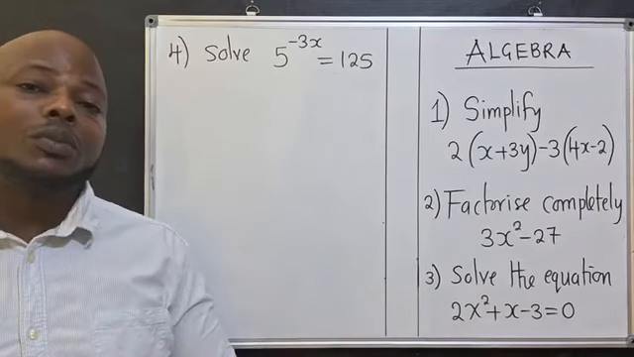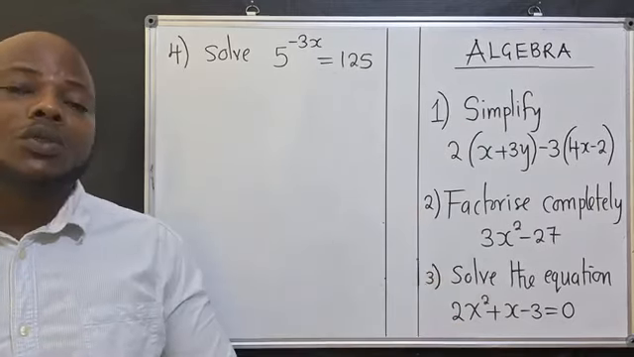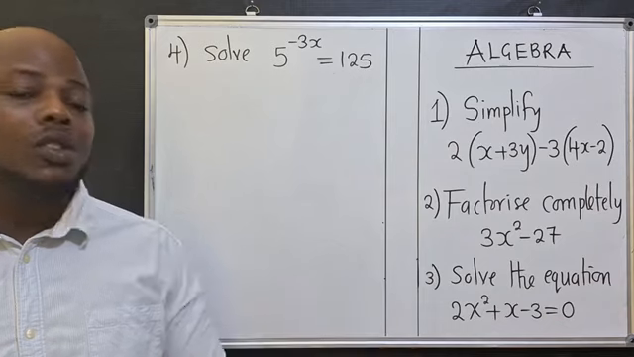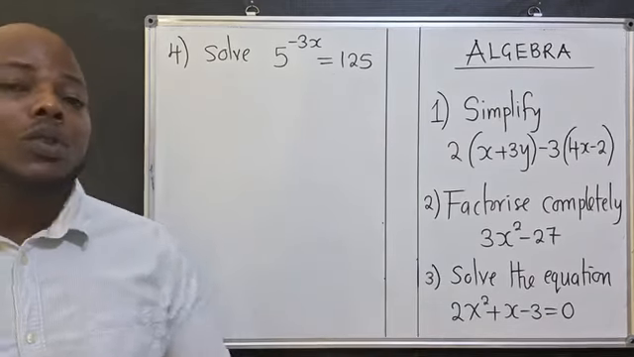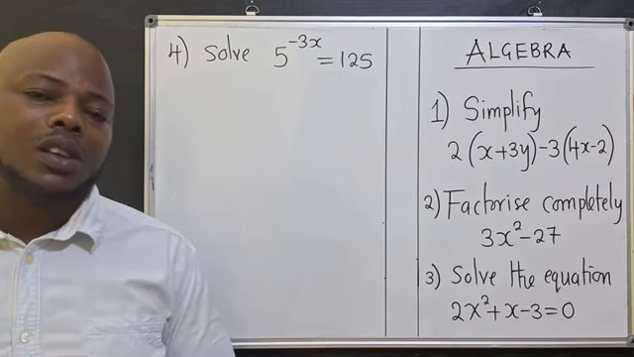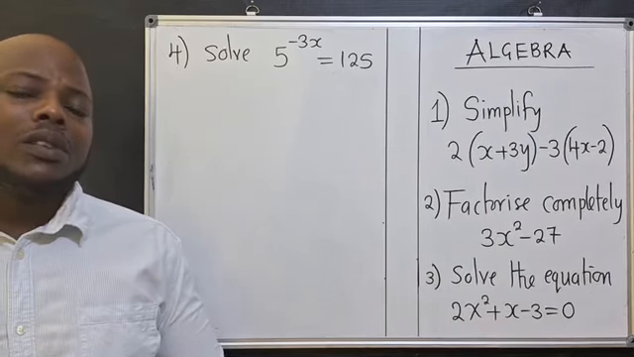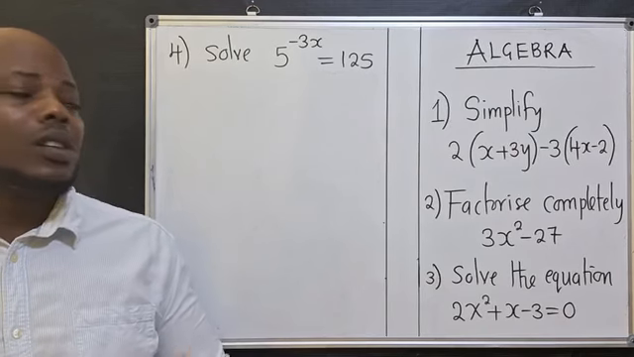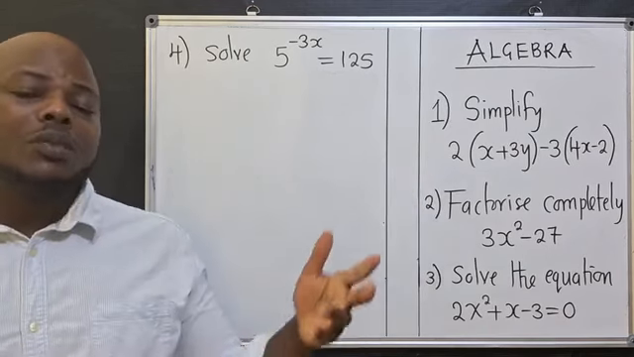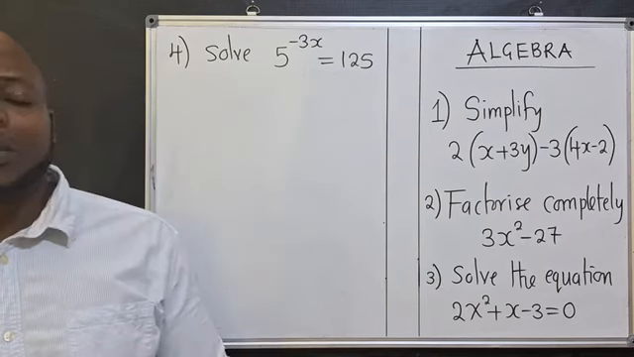The first one was to simplify. The second one was to factorize. The third one was to solve the equation. And the fourth one was to solve the exponential equation. So these are some of the questions that you expect if you are doing ECZ in your exams. You definitely meet questions where you need to factorize, simplify, and solve.